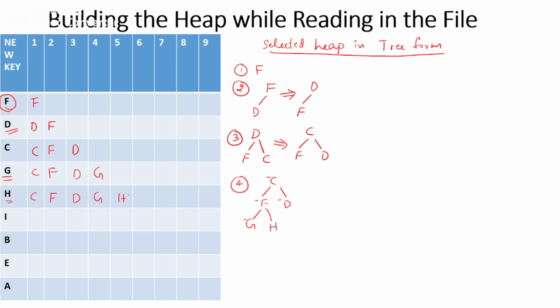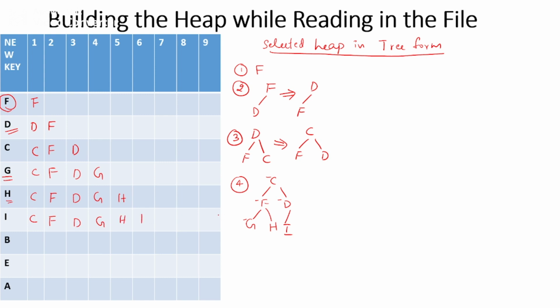Okay, then comes I. So where I need to include I? To the left of D. So here you have I now. So when I do like this, once again check, D is smaller than I, so there is no change. I can directly write it as C, F, D, G, H and I.